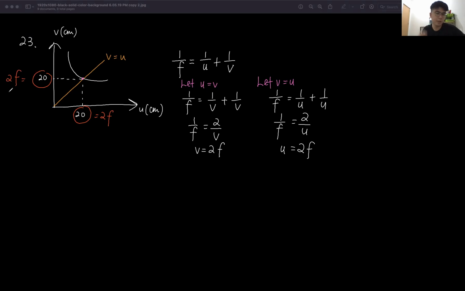So what is F? Focal length, 2F equals 20. Focal length equals 20 over 2, 10 cm. That is your answer.